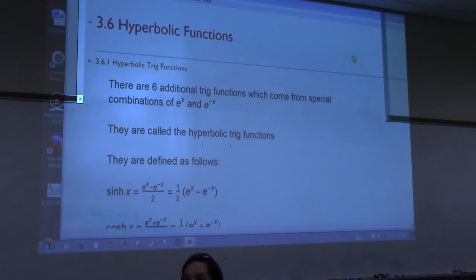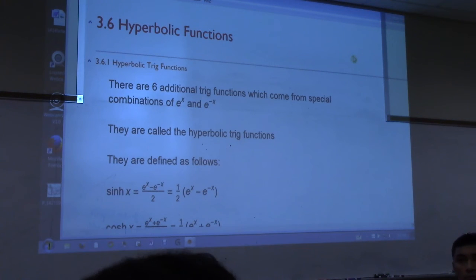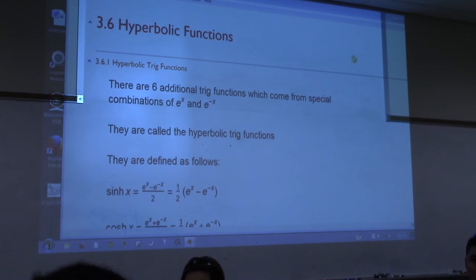All we're doing today is we're introducing another set of trig functions. There's 6 of them, and we'll talk about their derivatives, and then their inverses, and their inverses' derivatives. So we're actually going to gain today 12 new functions with 12 new derivatives total. So what is a hyperbolic trig function?